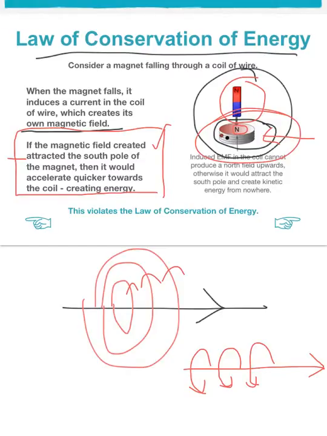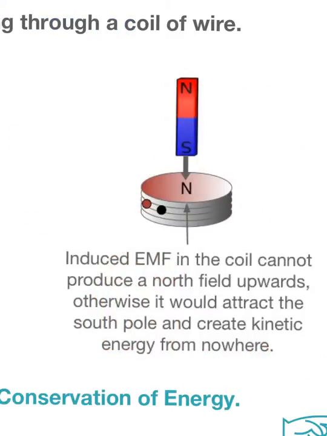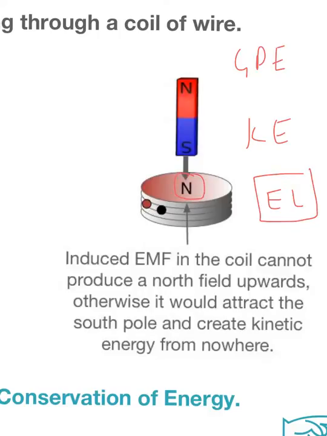Then it would accelerate quicker. You would end up creating energy. What? Hang on, let's have a think about that. Where is the energy coming from? Well, this whole setup is happening because we're getting gravitational potential energy becoming kinetic energy and then electrical energy, I guess. Now, what you can't have is a situation where this electrical energy gives more energy to the falling magnet than it had in the first place. So you can't have this accelerating situation. It's impossible. It violates the law of conservation of energy.